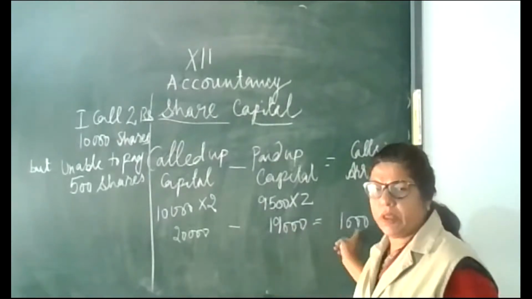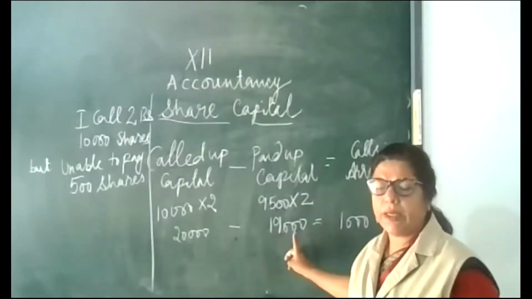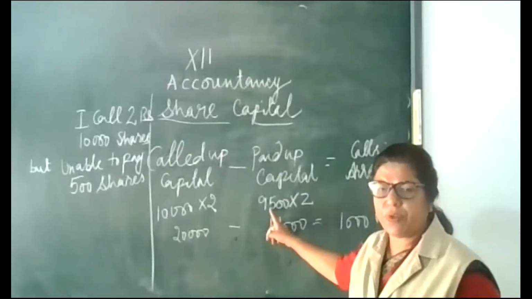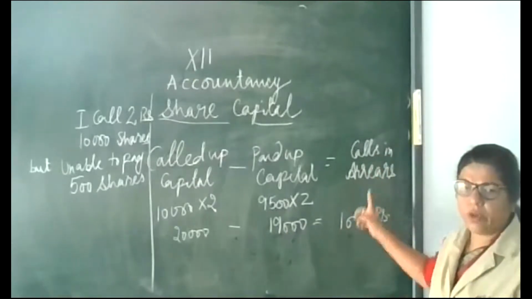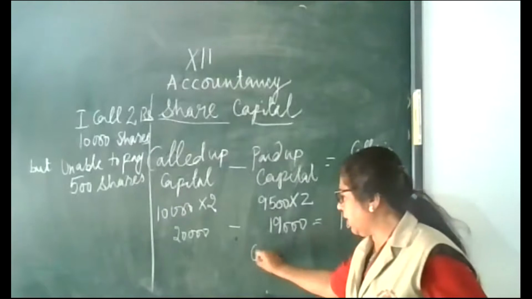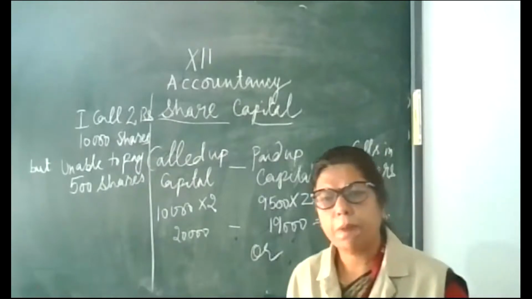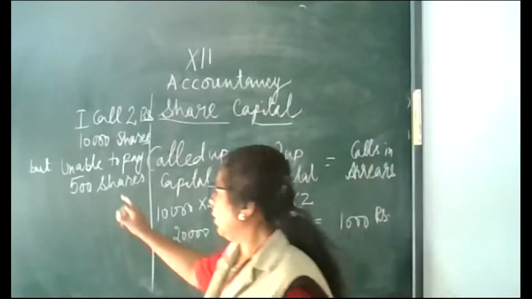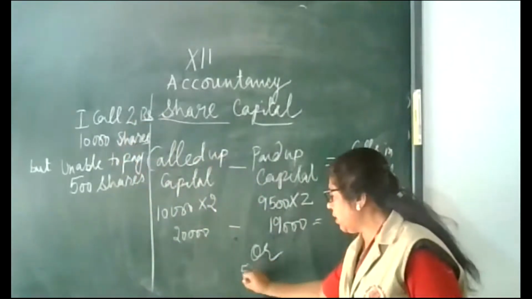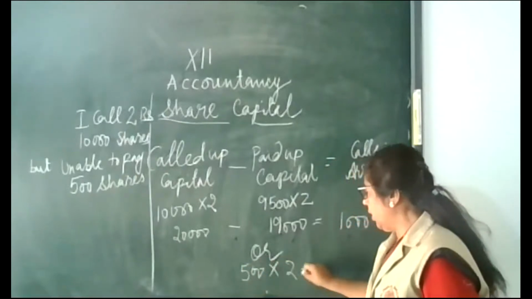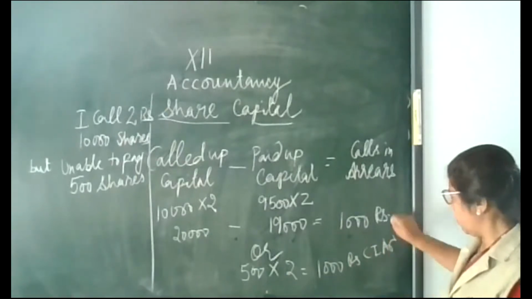How 1,000 rupees? 20,000 was called up but paid up is 19,000. 9,500 shareholders, 19,000. It means 1,000. Now another method, the simplest way: 500 shareholders into 2 rupees. It means 500 into 2, that is 1,000 rupees call in arrears.